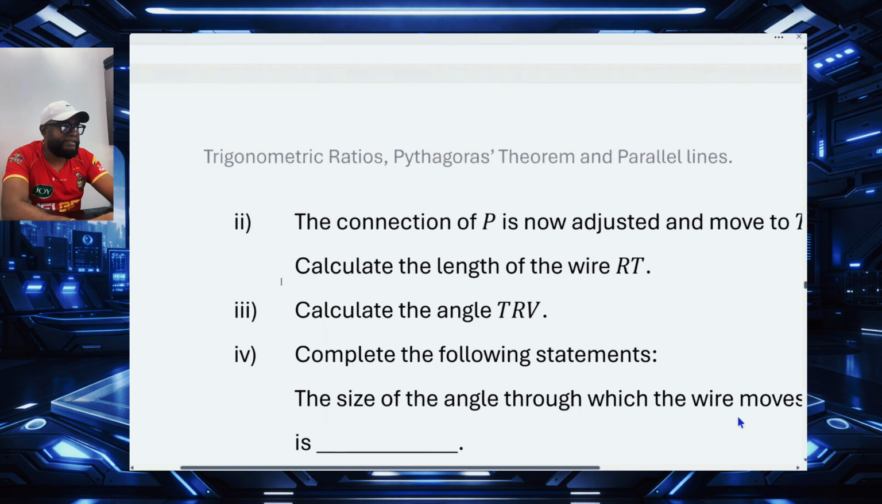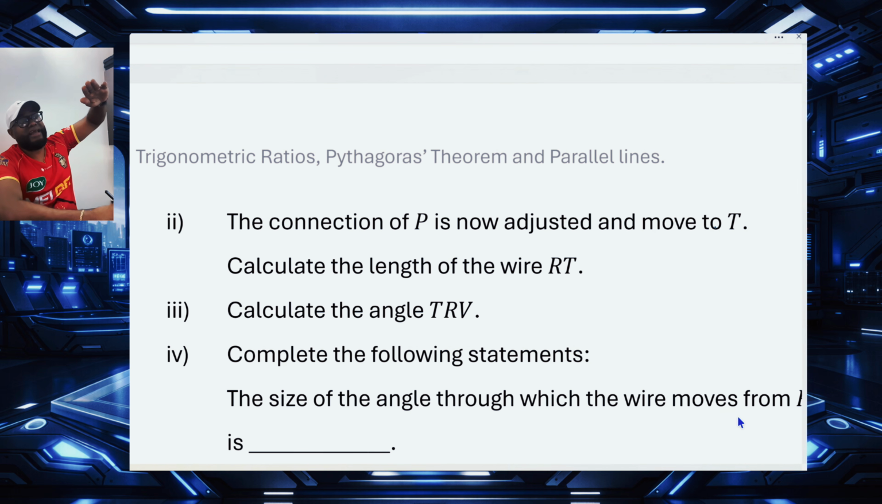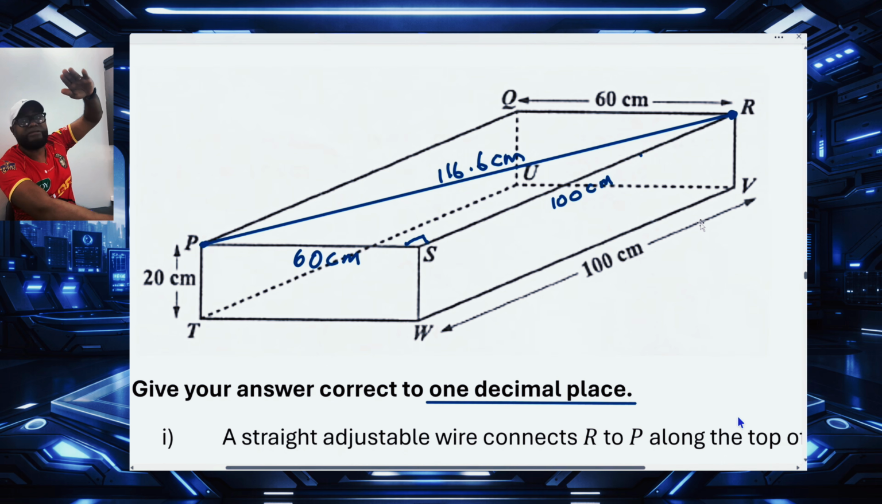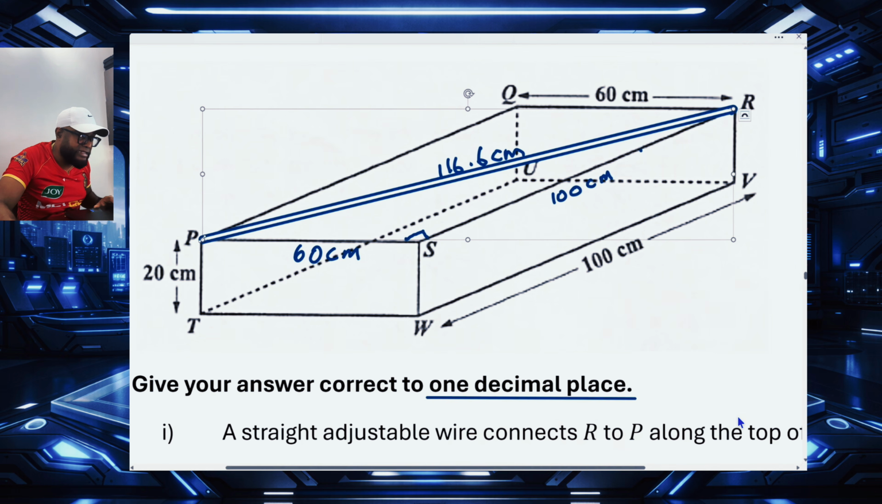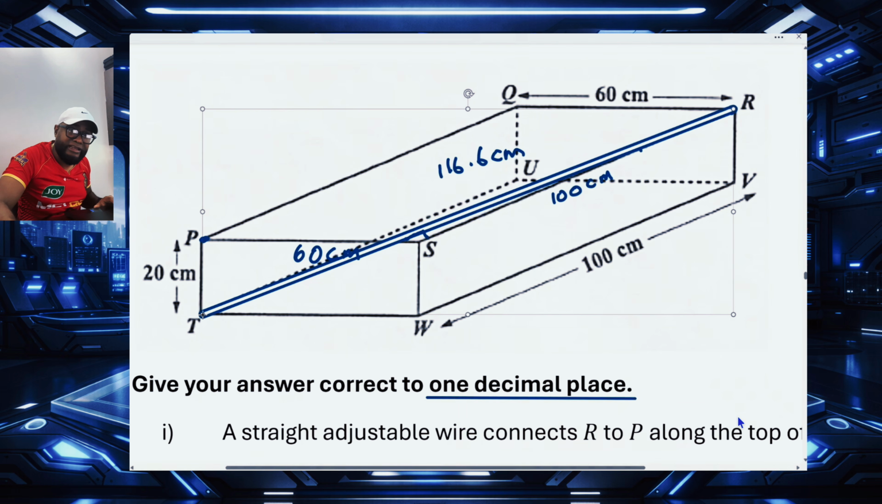So the next part is saying the connection of P is now adjusted and moved to T, right? So it means I'm going up, it's on R to P, right? But they said they move this connection from P and they drop it to T. They move the connection and they drop it to T.